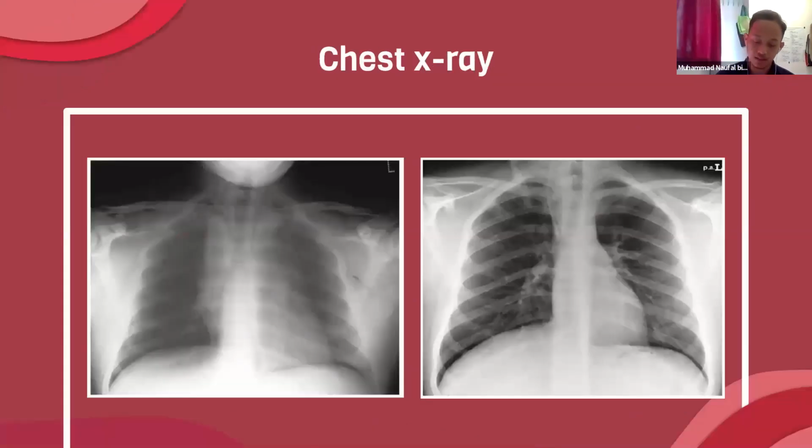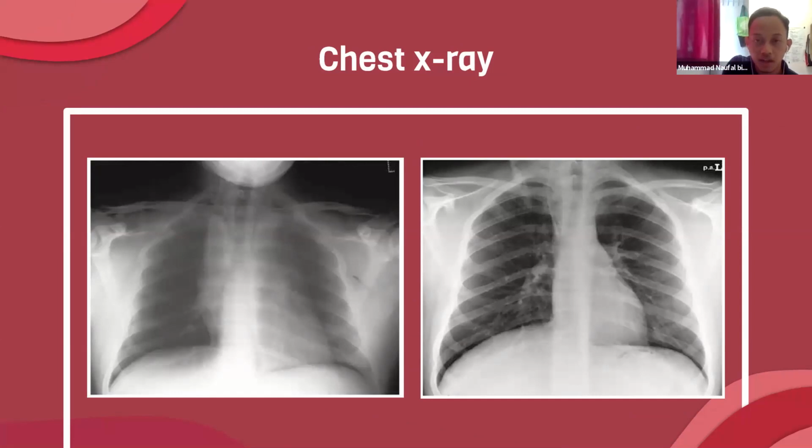So next, this is what we can look at from the chest X-ray here. The first one, on the left side, there is a large mediastinal mass caused by the thymic enlargement. And then on the right side, we can look at the chest X-ray after 1 week of therapy. We can see the mass has been resolved.